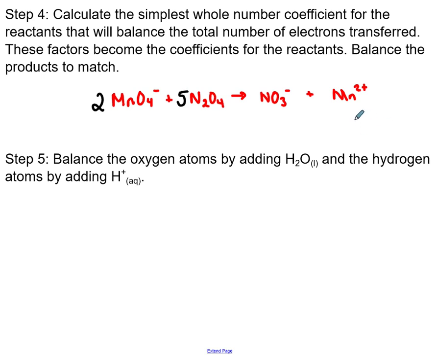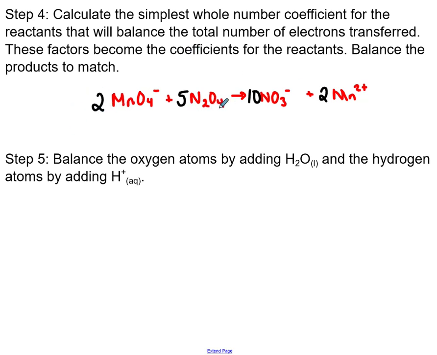So we're going to balance all of the elements that are not hydrogen and not oxygen. So 2 manganese means 2 manganese, 10 nitrogens, so 10 nitrogens. Are we okay? Let me know if you have any questions. So now the manganese and the nitrogens are all balanced.